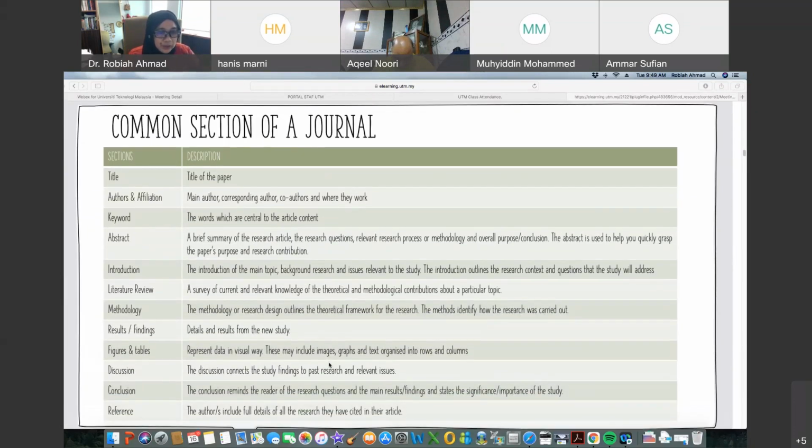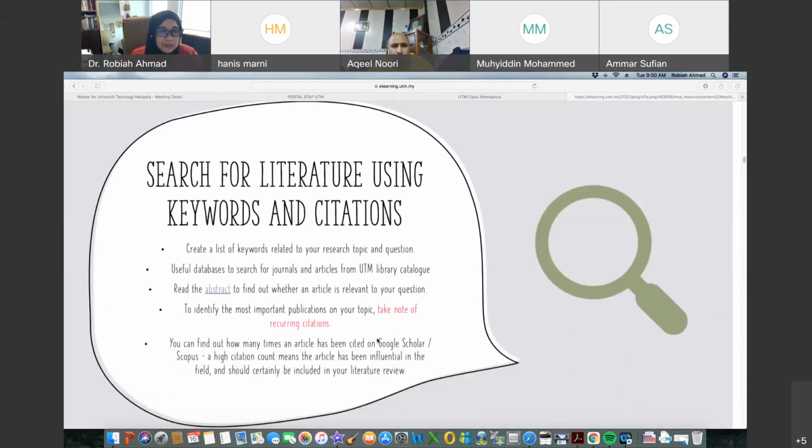So what you want to do, you can go back later, but the most important part is the abstract. Okay, which gives you the idea whether you want to proceed with the paper or it is irrelevant. Okay, so search for literature using keywords and citations.